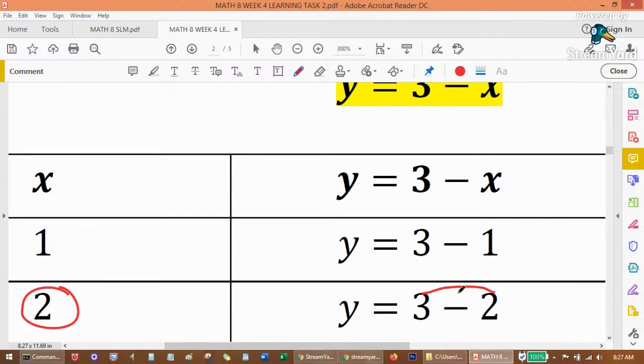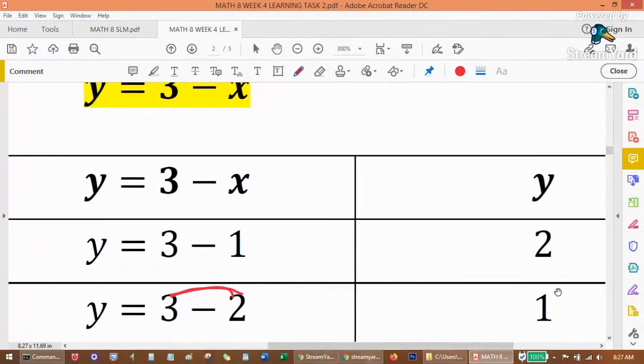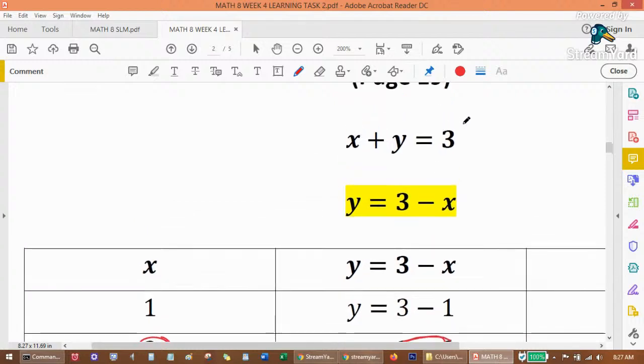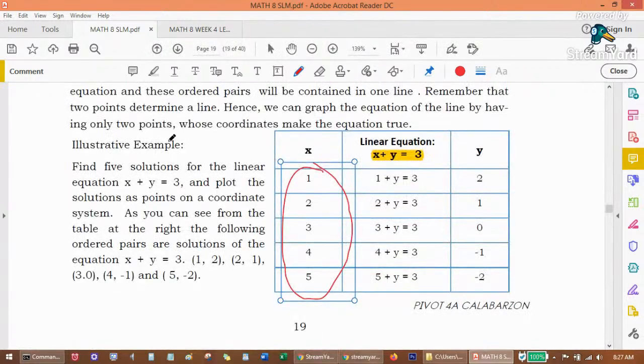3 minus 2, so y will be equal to 1. Okay? Again, saan nga ba nanggaling to? This came from the original linear equation, yung original problem. Pinapahanap sa atin ng 5 solutions. Okay?